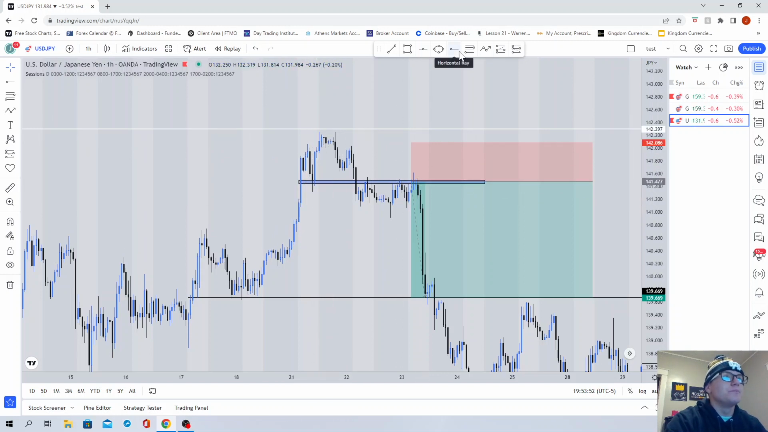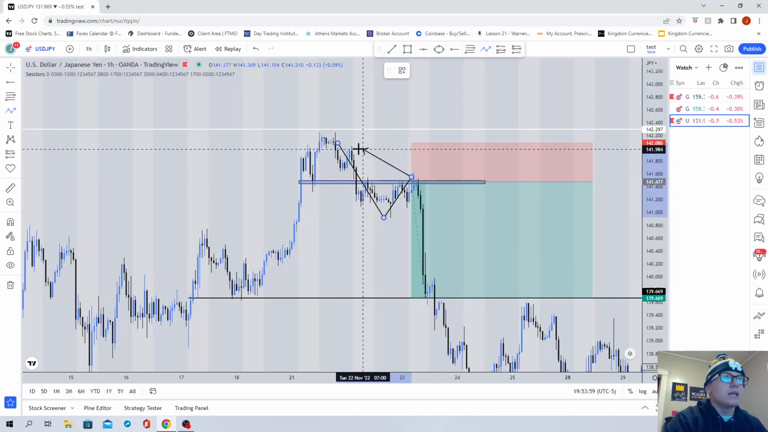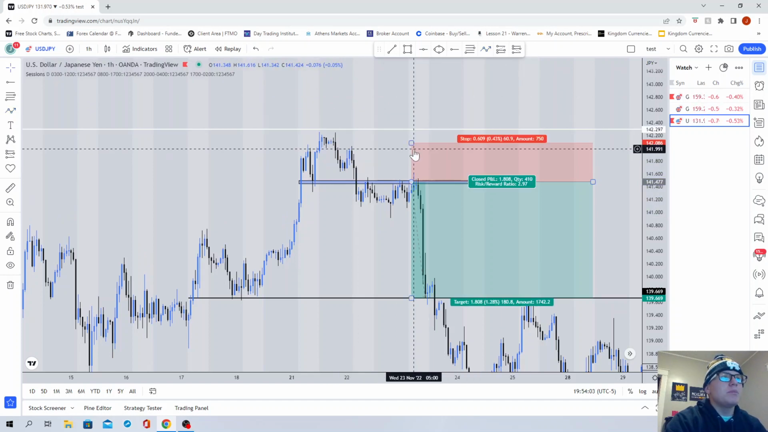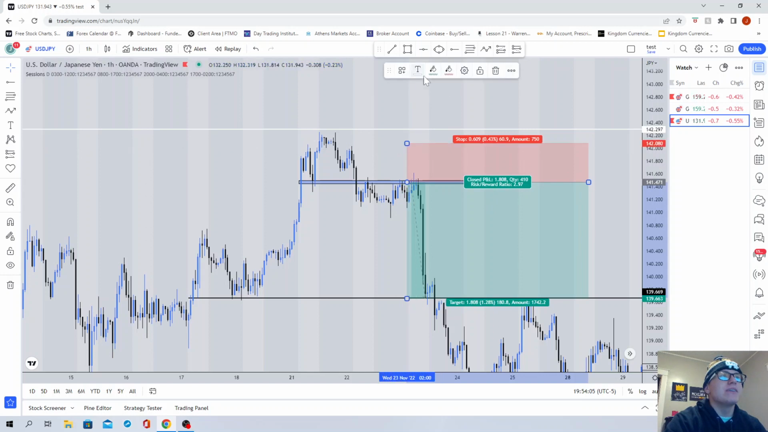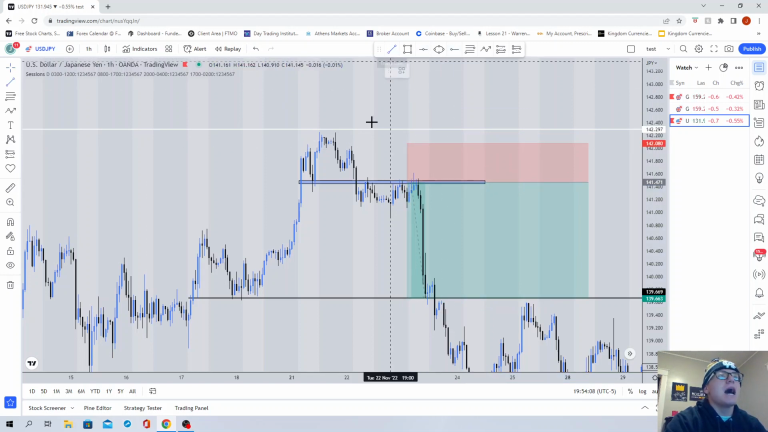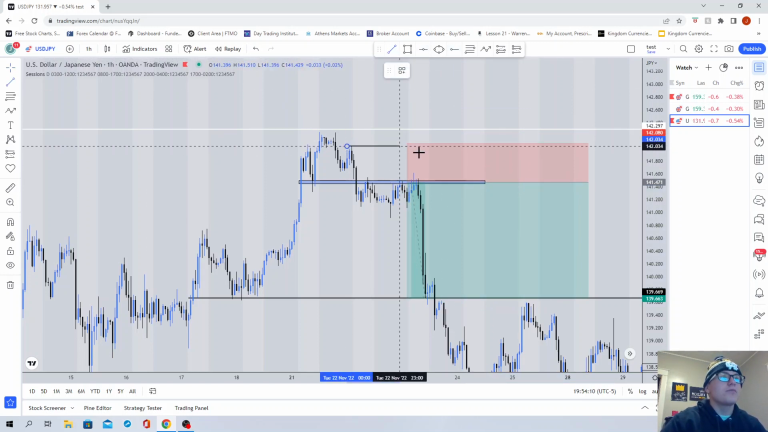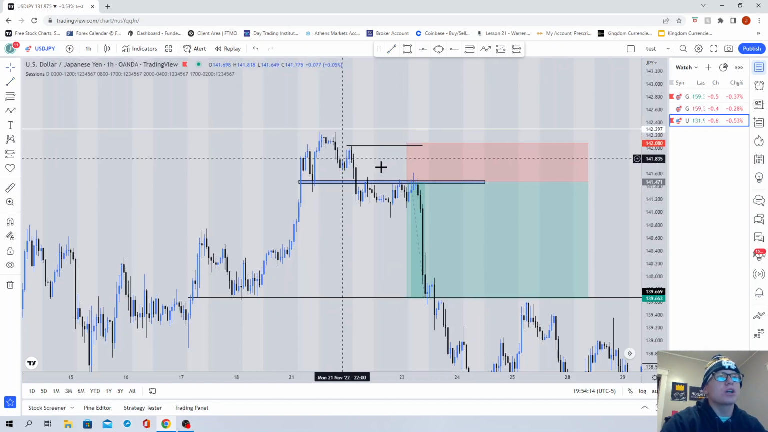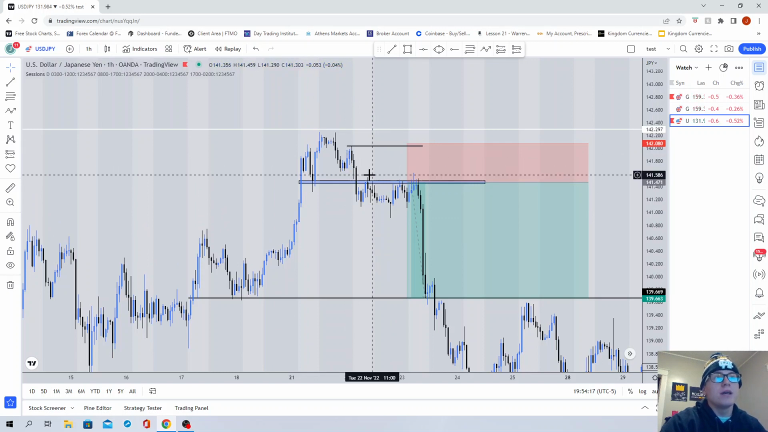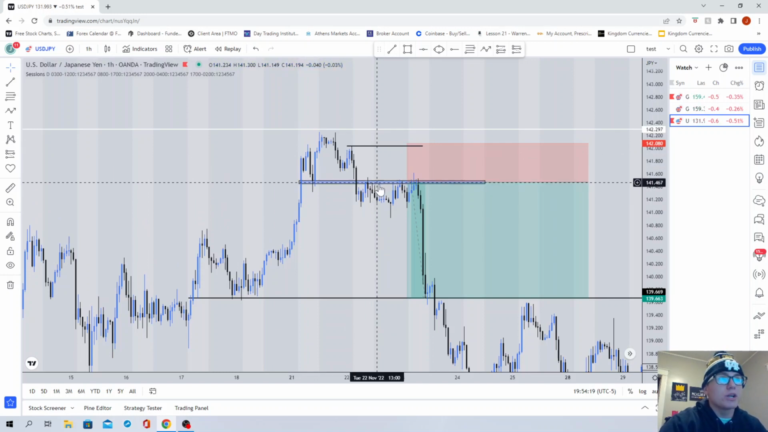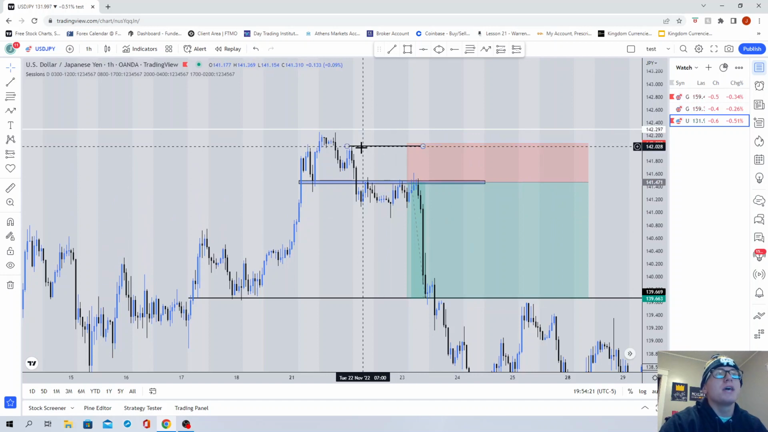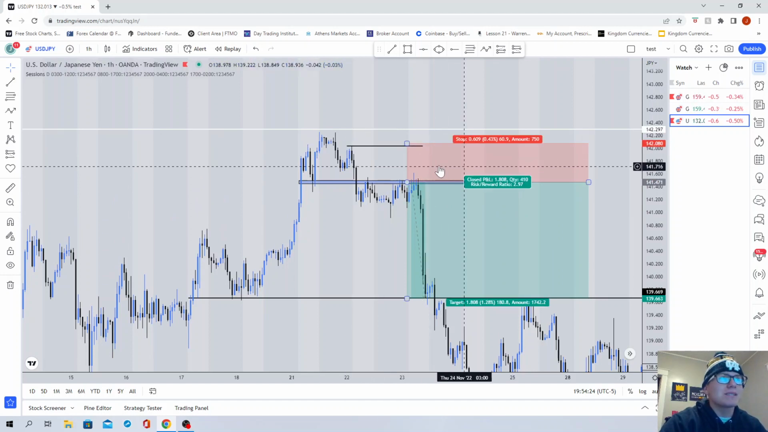So in this example, as you can see, we had the break below, the pullback up into it, and it came from here. So my stop loss just has to be above here. Why? Because we want to put our stop loss in an area that if it gets hit, it invalidates the trade. I don't want to be in this trade if price comes up and hits above this level. Why? Because that would mean that this bear structure that I'm taking this trade off of would flip bullish if price got above here. That's why my stop loss is up here.